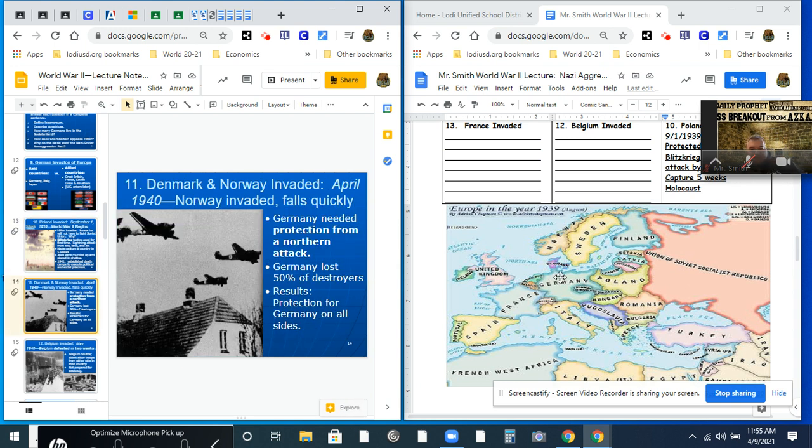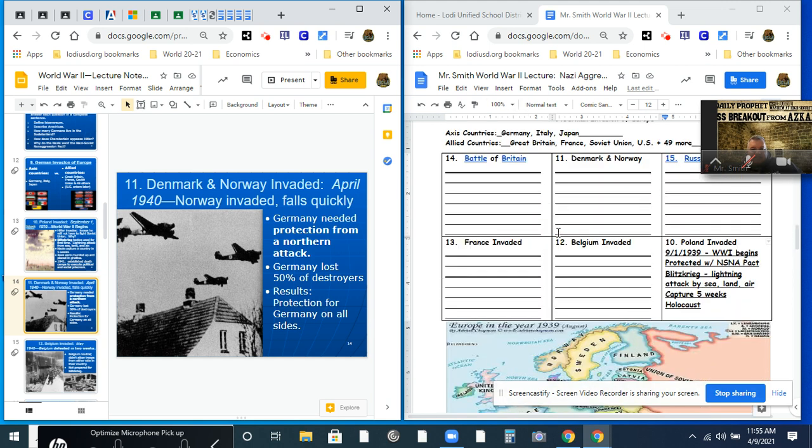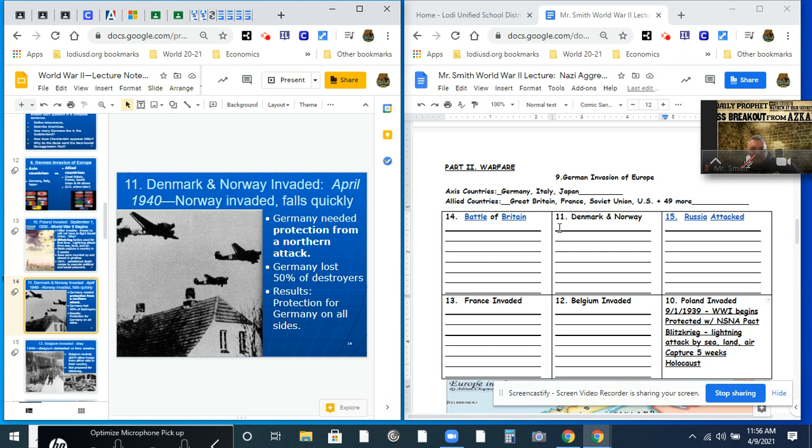But after turning east, the Germans turn north. Remember, they have Italy to the south, so they're protected there. And they grab Norway and Denmark. Actually, Denmark, then Norway. And they said they needed protection from a northern attack. So that's the direction they turn.